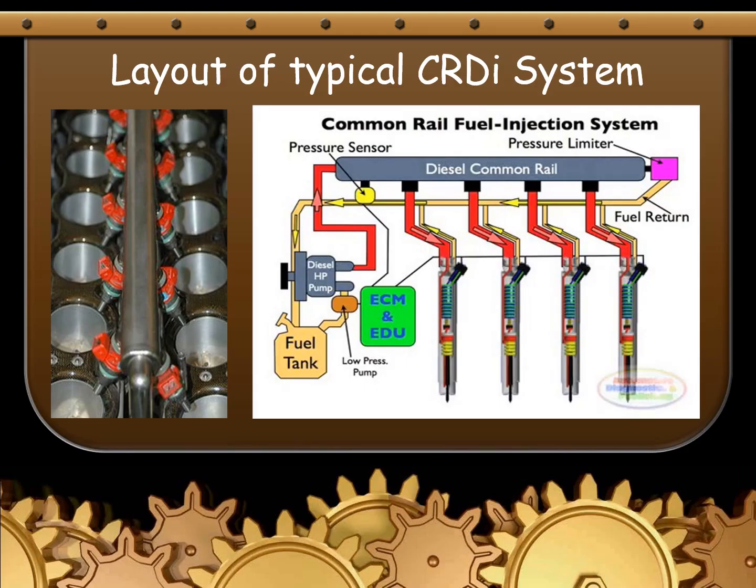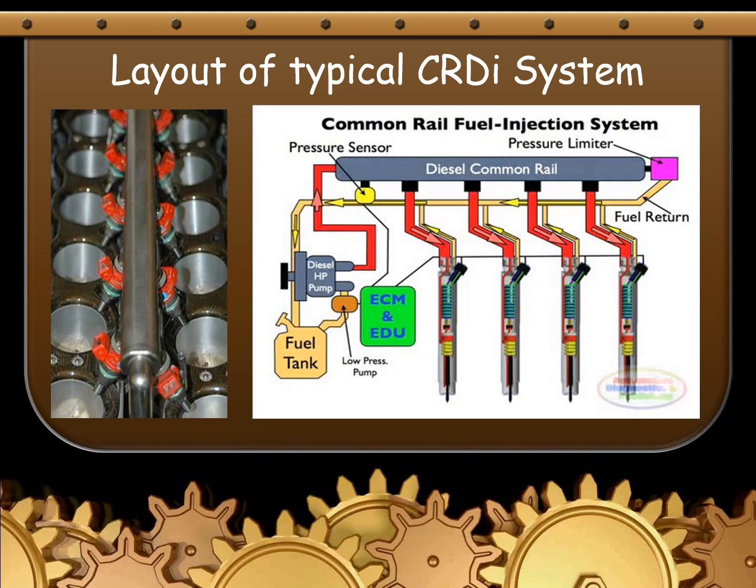This is the typical layout of a CRDI system. It is a common rail fuel injection system. The diesel fuel is taken from the fuel pump, and the diesel fuel pump sends it to the common rail, which is controlled by the electronic control unit. So we have the common rail fuel system.